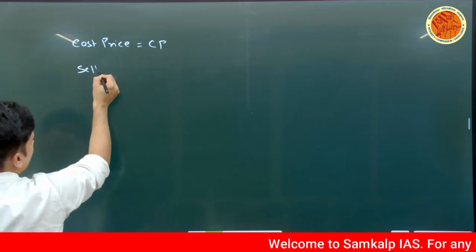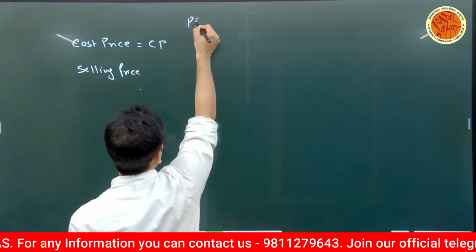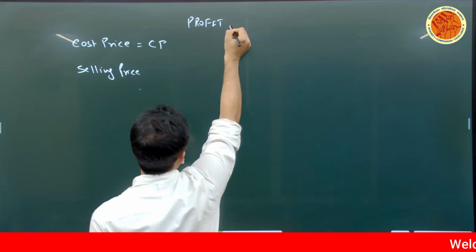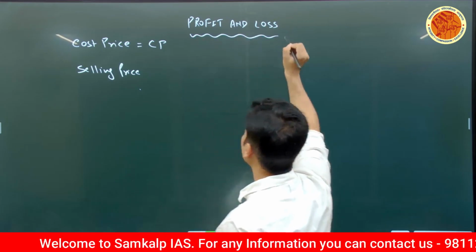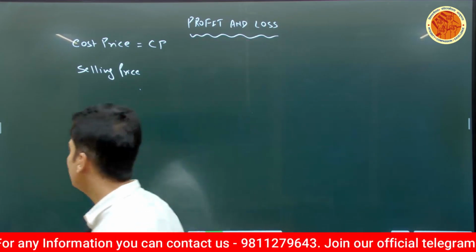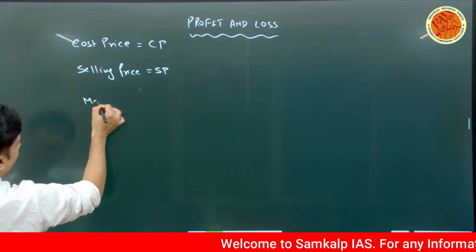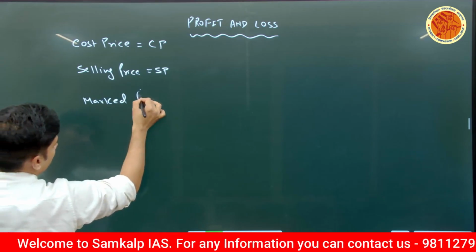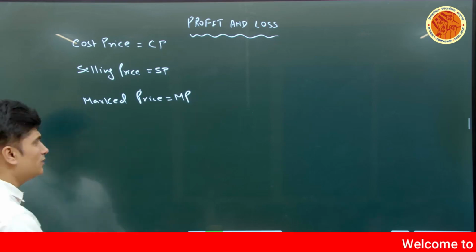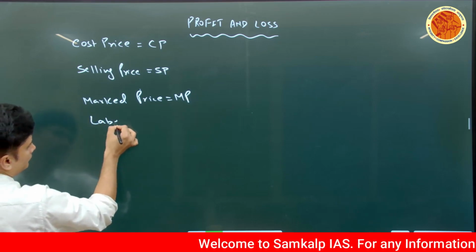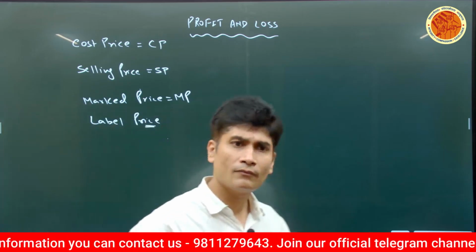Selling price, you can write down profit and loss here. It is related to percentage directly, that is why we will do mixed questions on this. So selling price, SP, and one more thing that you will see is marked price. Marked price can be written as MRP or MP, and sometimes you will see it as label price, that is MP or LP.